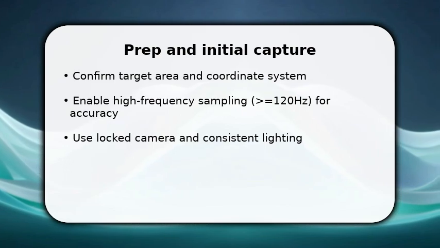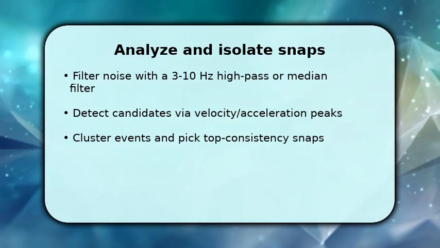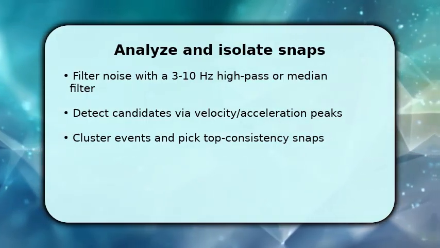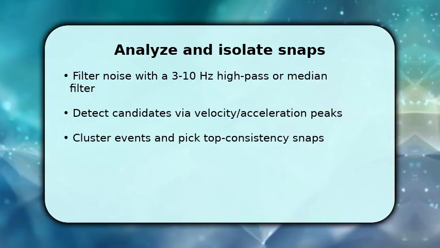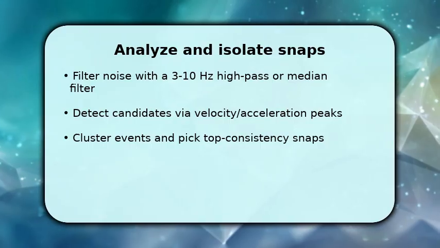You now process the saved traces to isolate true snap points. First, apply a short window filter to remove drift while preserving transients. Then detect peaks in velocity and acceleration, threshold adaptively based on baseline variance so you don't miss small snaps.